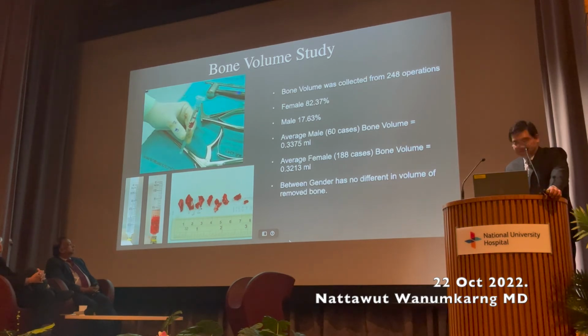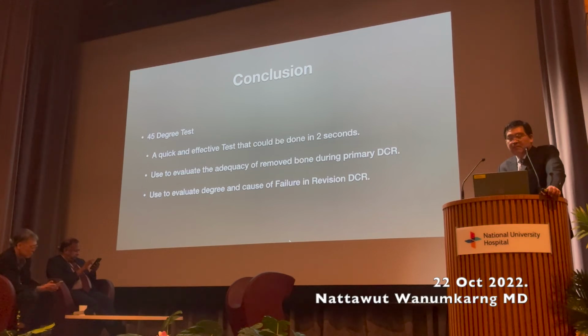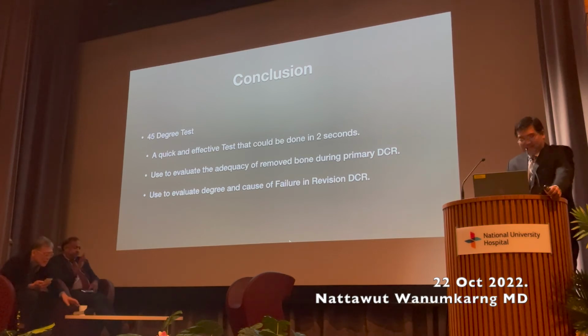So in conclusion, the 45 test is a quick and effective test that could be done in 2 seconds and could evaluate the adequacy of the removable bone during the primary DCR, and could be used to evaluate the degree and the cause of failure in revision surgery. Thank you.